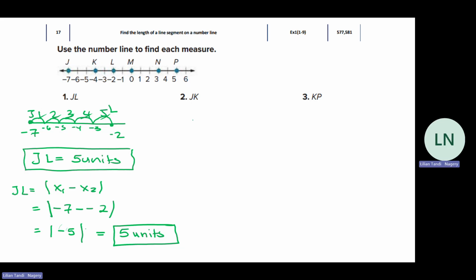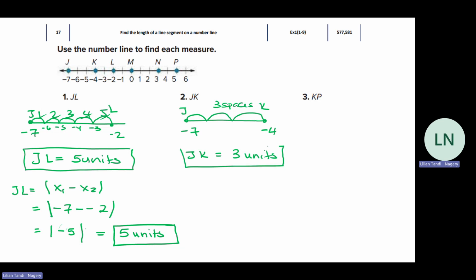So you do the same thing here from J to K. So this is J, and the number is how much? -7. And you want to go to K, which is -4. -6, -5, -4. You put your dot there, -4. And this is K. How many spaces did you get? 3 spaces. And because you got 3 spaces, you're going to write here JK equals 3 units.